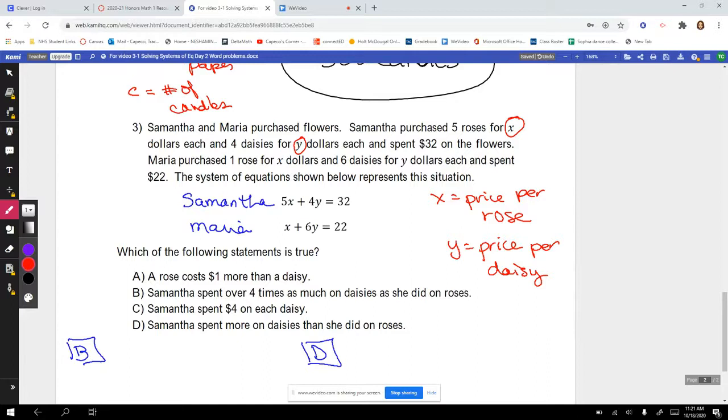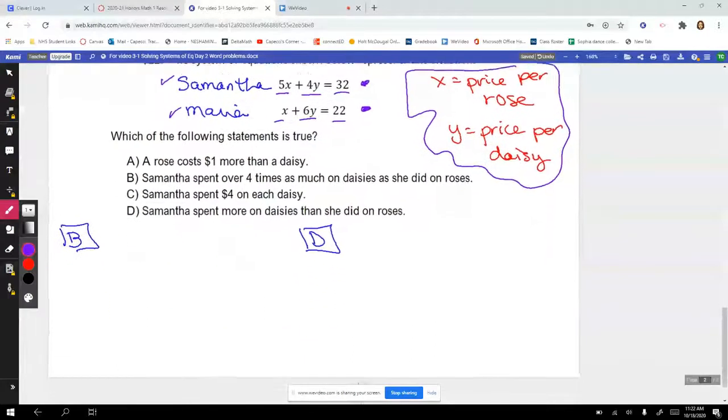So in our setup, first of all, we know from what was told that X is the price per rose, not the quantity that we've seen in the last couple problems, and Y is the price per daisy. Now, this time they give us 2 equations. But it's not quantity and money, even though that's what we're talking about. One is about Samantha and one is about Maria. Samantha bought 5 roses and 4 daisies and spent $32. Maria only bought 1 rose, but she bought 6 daisies and she spent $22.